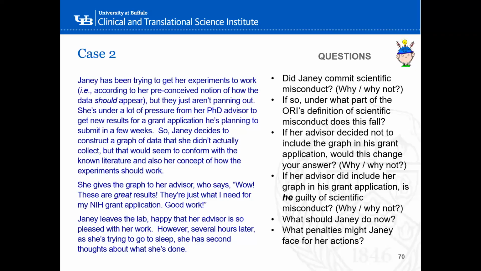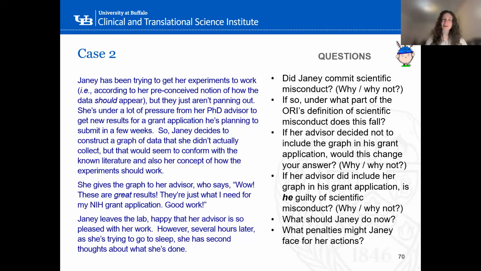However, several hours later, as she's trying to go to sleep, she has second thoughts about what she's done. So the question comes up, did Janie commit scientific misconduct? Why or why not? Or if so, under what part of the ORI's definition of scientific misconduct does this fall?